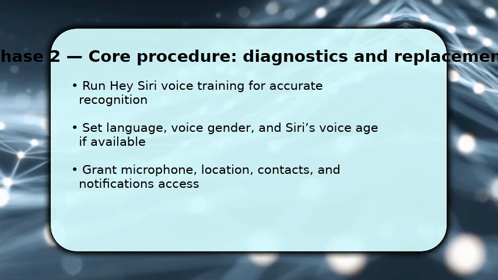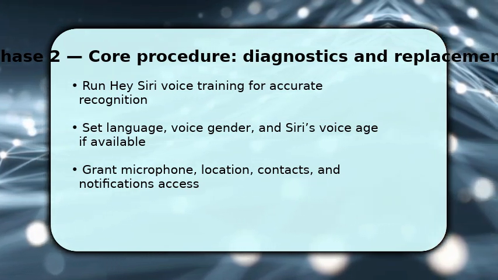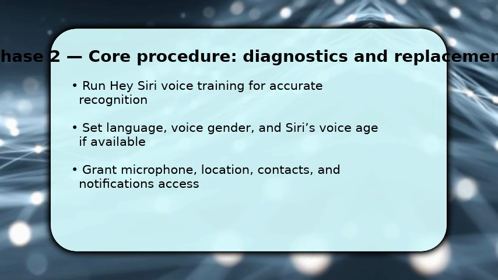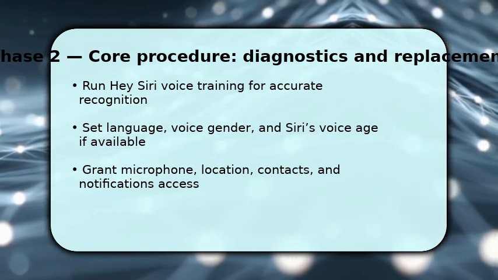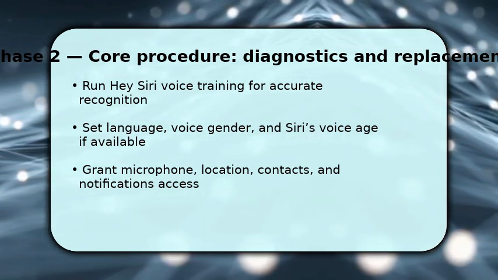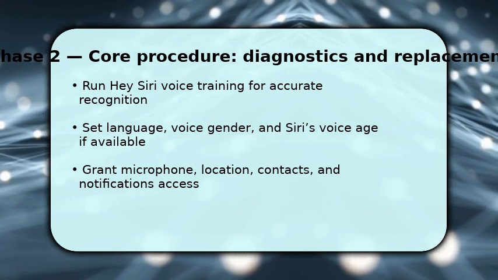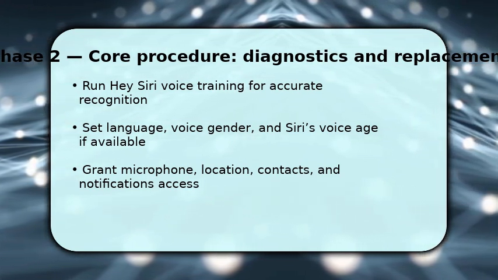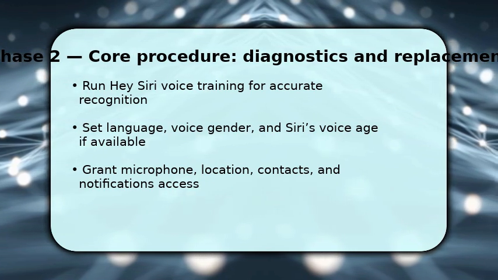Grant microphone, location, contacts, and notifications access so Siri can perform calls, navigation, and reminders. If an app is missing, return to Settings, tap Privacy, and toggle the necessary permissions. This ensures full functionality across apps.